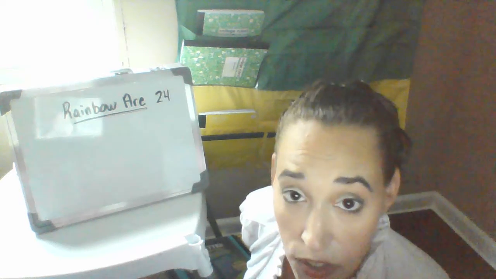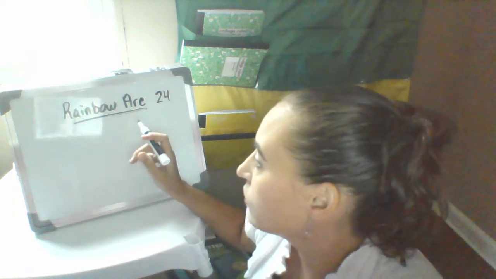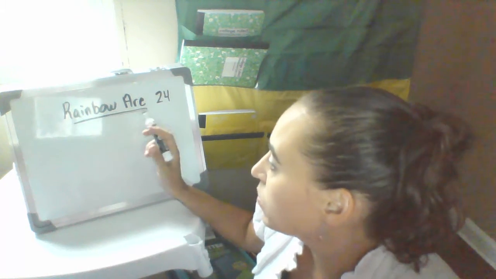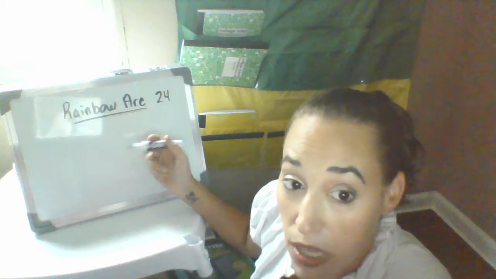So I just want to show you the big difference between a rainbow arc and a prime factorization and drawing a factor tree. So again, it's all going back to knowing the factors of a number, okay? So remember, I said when you're thinking of the factors of a number, you always start off with the actual number itself because every number is divisible by itself.